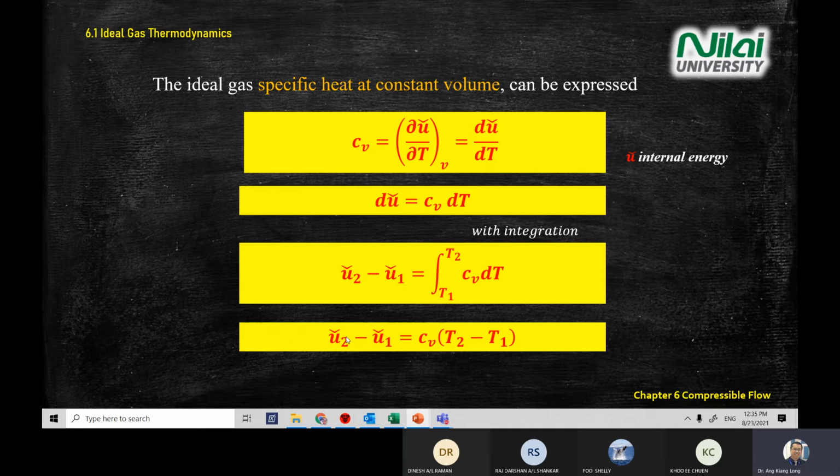So you arrive at U2 minus U1, meaning the change of internal energy, equals CV, where CV is the specific heat at constant volume, times the change of temperature. Okay, so this tells you how you calculate internal energy using specific heat at constant volume CV.